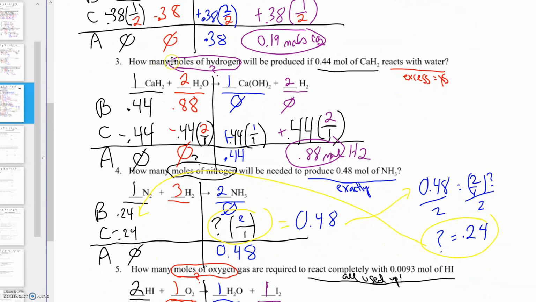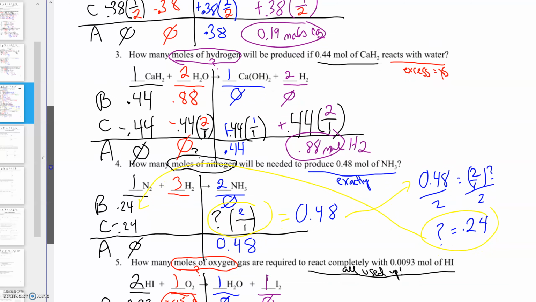Number 3, how many moles of hydrogen will be produced if 0.44 moles of calcium hydride reacts with excess water, or with enough water? Okay, so look at this one, moles of hydrogen, started with none. I'm creating the coefficient, 0.44, times the ratio of the unknown hydrogen to the known calcium hydride. So 0.44 times 2/1, let's just double it, 0.88 moles of hydrogen.